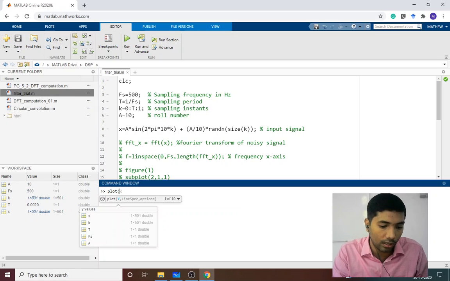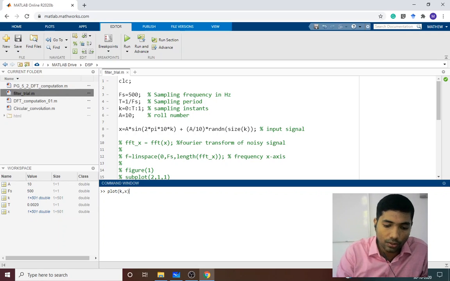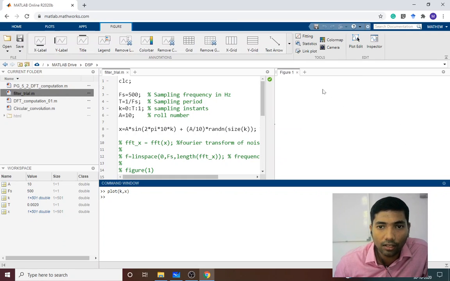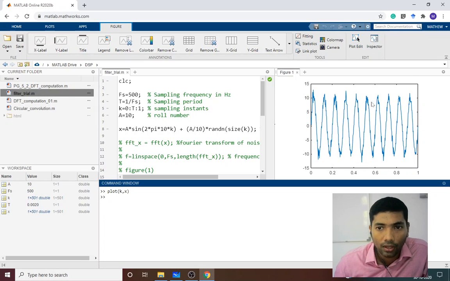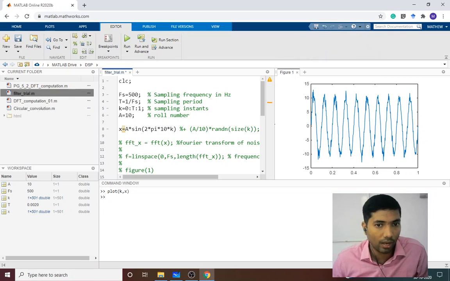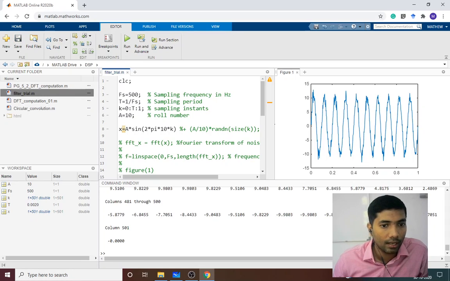So plot K, comma, X. I'm just trying to plot K comma X. Now you can see the figure which is coming on the right side. You can see that it is a distorted sine wave. For the moment, let me take off the noise part. So I have commented the noise part just for the sake of understanding, and let me run it once again.